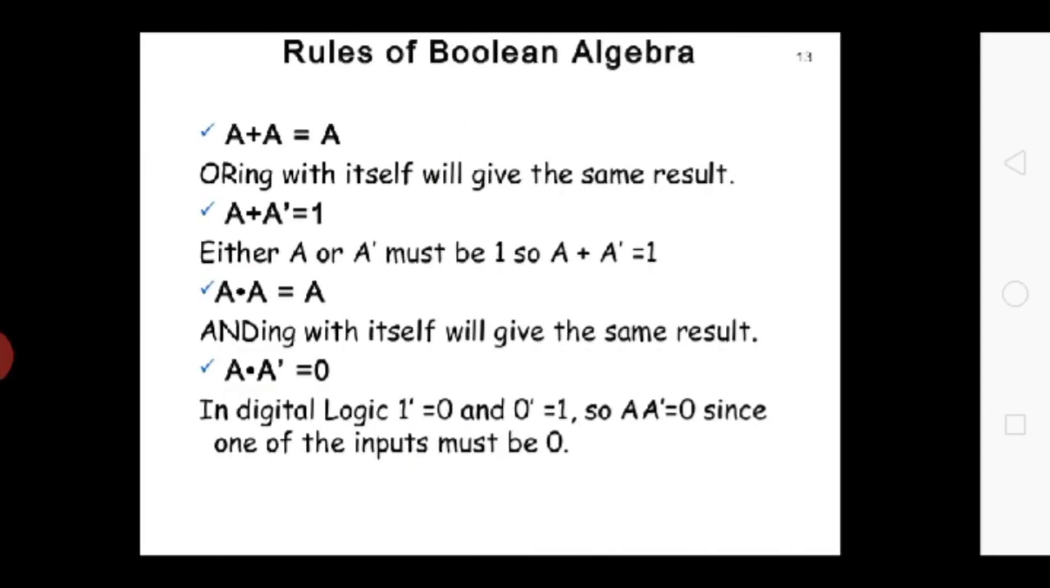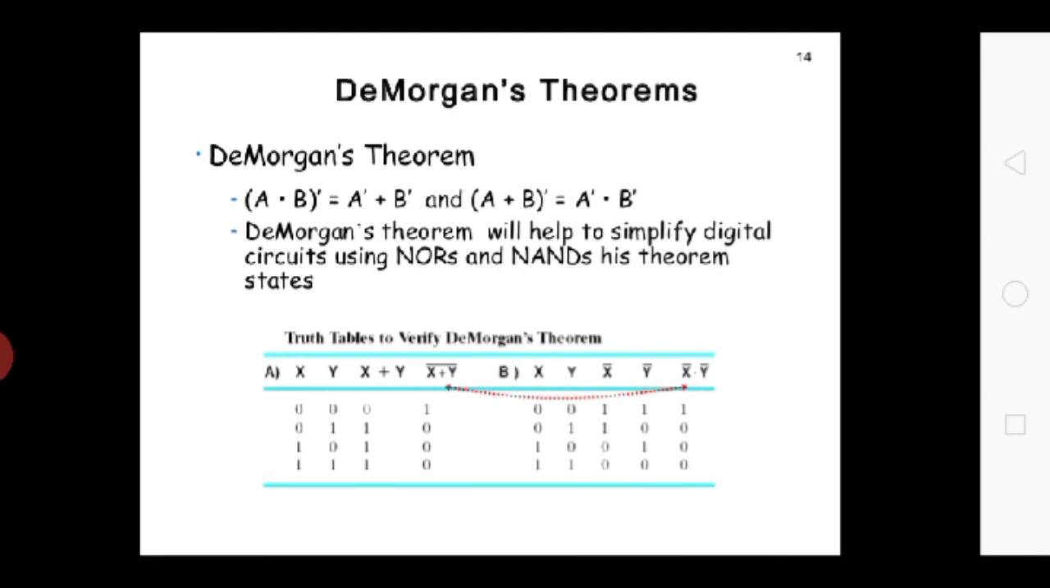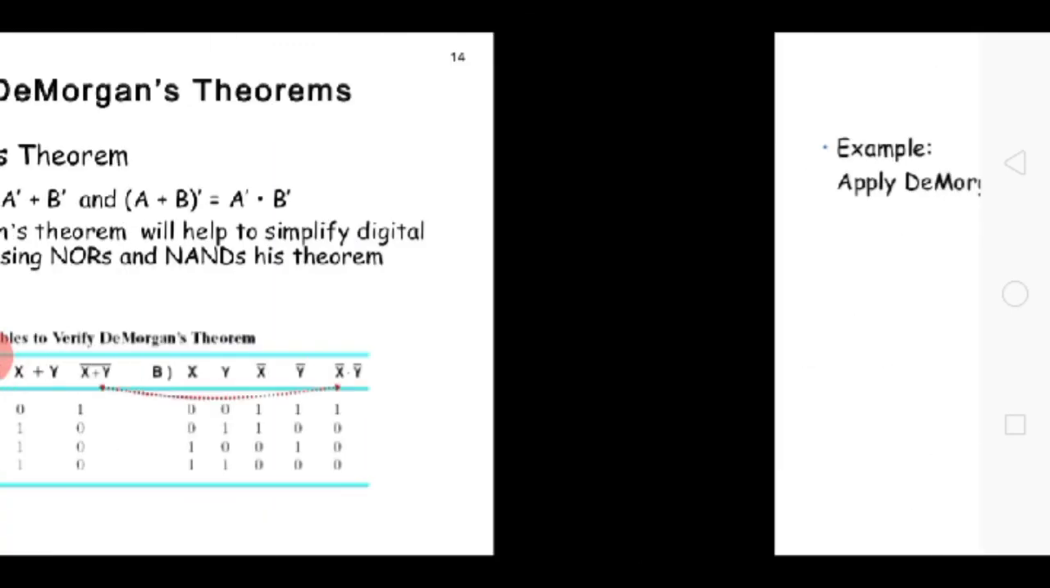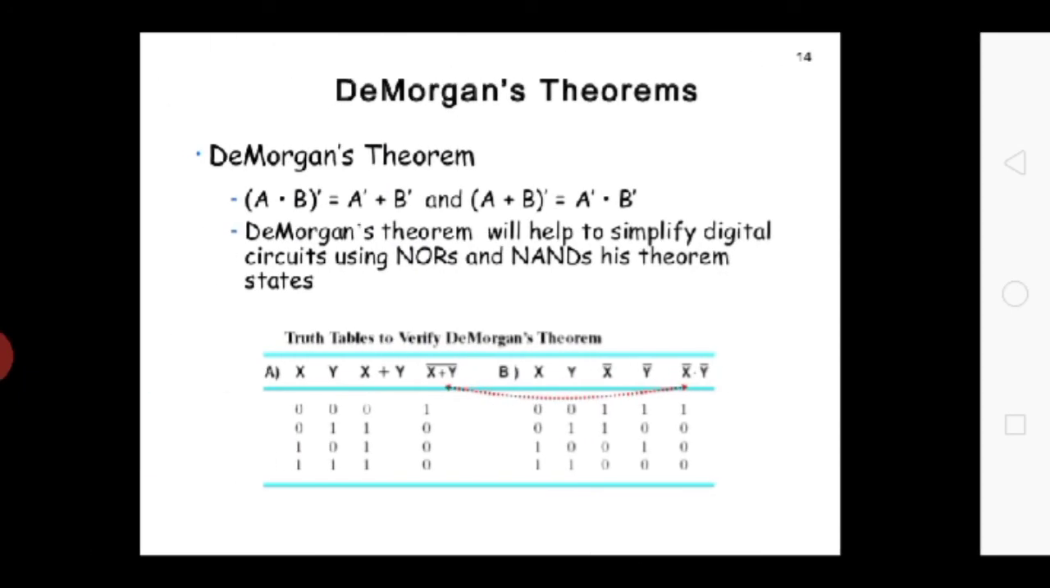These are again the properties, written like this: a into a bar is equal to 0. So this is De Morgan's theorem, and here we have also verified it using the truth table. Here is another version of De Morgan's theorem: a into b complete bar will become a bar plus b bar. That means in De Morgan's theorem we have to change the operation. If we are doing multiplication, it becomes addition, and if we are doing addition, it becomes multiplication.